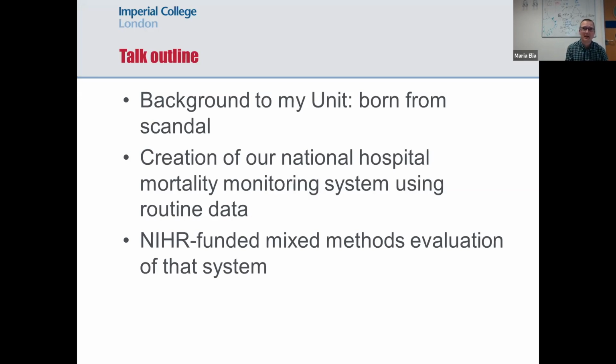And then I'll give you a bit of information about our publicly funded mixed methods evaluation of that system, which says what happened when we found that hospitals had high mortality, how did they respond, what was the cause of the high mortality, and what happened afterwards. What did hospitals do? Did they just ignore it, or did they act on it and improve standards? It's quite an interesting story.